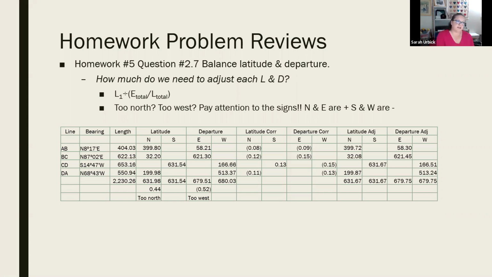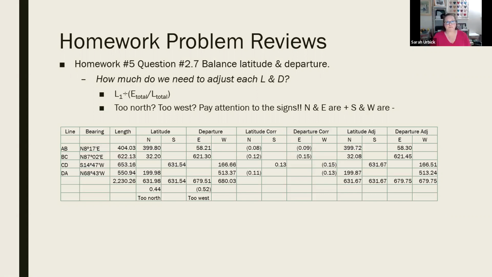So what we end up finding on this one is that our latitude, we have too much north for our south. So we're too far north. And that's what we get by having this positive number here. Our departures, we've got more west than we have east. So we have too much west. We have to back it off and bring everything back east a little bit. Okay. So that tells us a lot about how we need to approach these corrections.